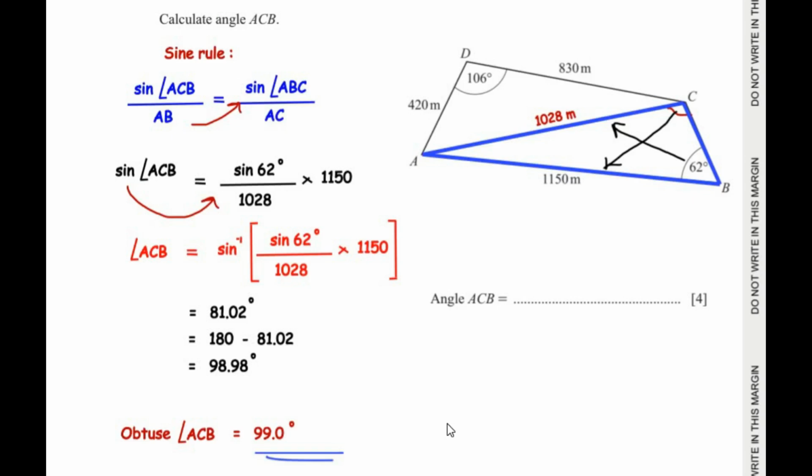Now let us move on to the next sub question. Part of the field, triangle ACD, is sold for $41,500. Calculate the cost of 1 hectare of this part of the field. Give your answer correct to the nearest dollar. And they have given a hint over here that 1 hectare is equal to 10,000 square meters. So let us again consider the figure given in the question.